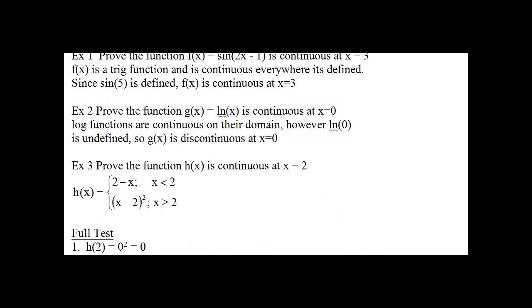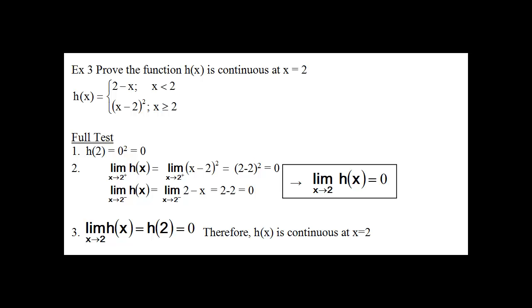Prove that h of x is continuous at x equals 2. Because h of x is a piecewise function, we need to verify the three parts to point continuity. The first part requires us to show that h of 2 is defined. We use the bottom equation when x is greater than or equal to 2. Plugging in 2 gives us 0, so we know that it's defined.